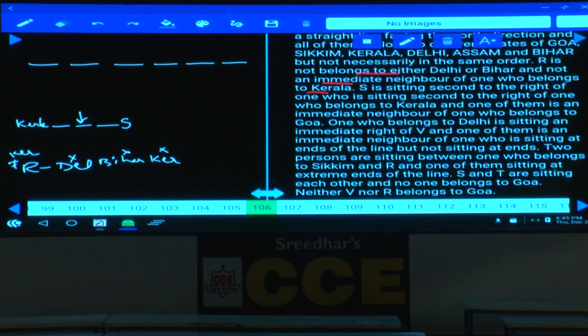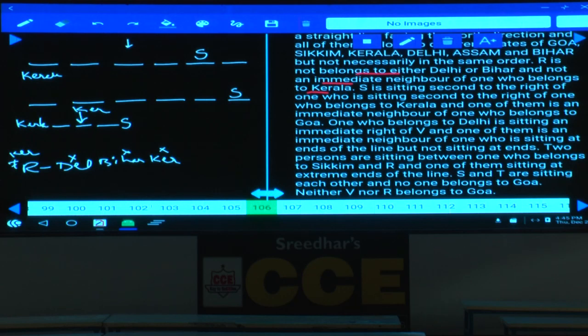Yes, so how many possibilities do we have? If Kerala is at this place, then second to the right is this person and to his second right S is at this place. That is one possibility. Then what is the other possibility here? Kerala at the second place, 1, 2, 3, 4, 5, 6. Now Kerala is at this place, then S at this place. Isn't it? Now we have two possibilities.